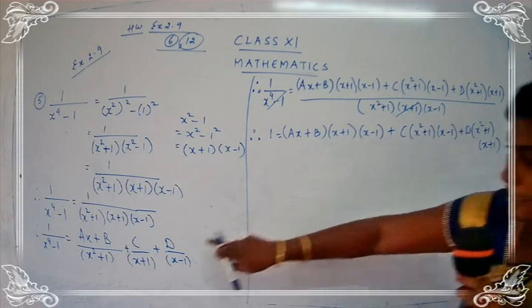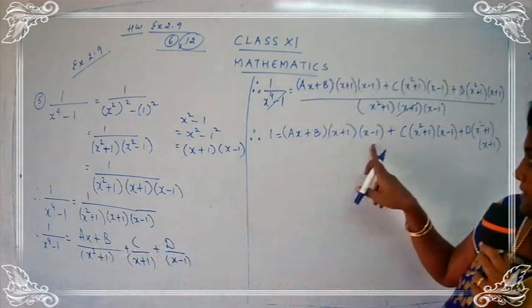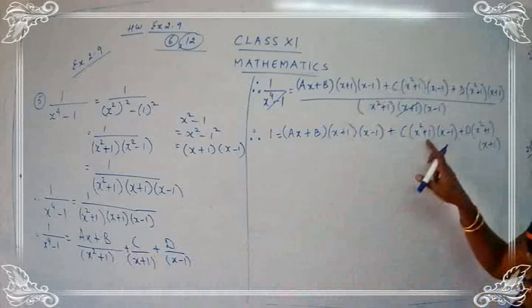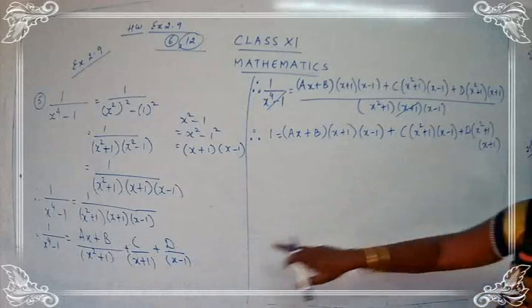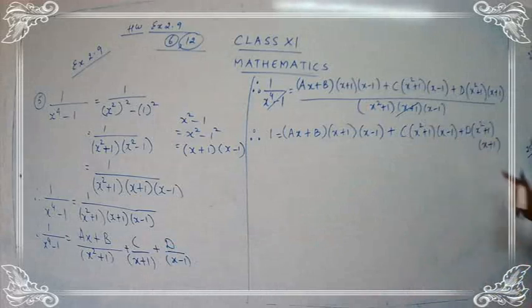For ax plus b, I just left this part and have taken the two parts, x plus 1, x minus 1. For c, I left the x plus 1 part, x square plus 1, x minus 1. And for d, I left the x minus 1 part and I am taking the remaining part, x square plus 1, x plus 1. Okay, now let us start with the substitution.